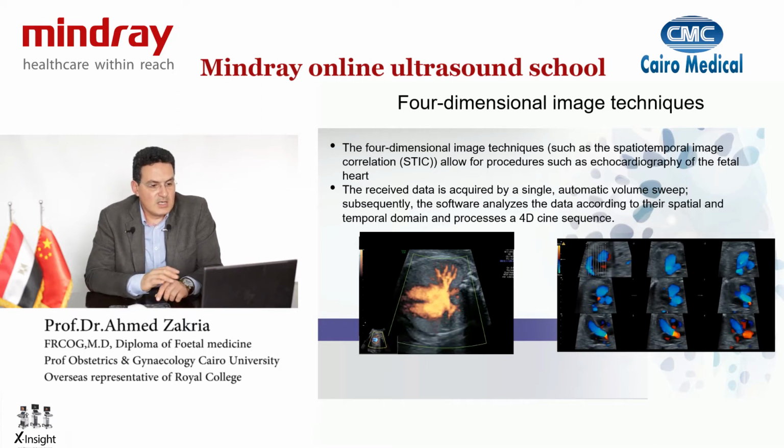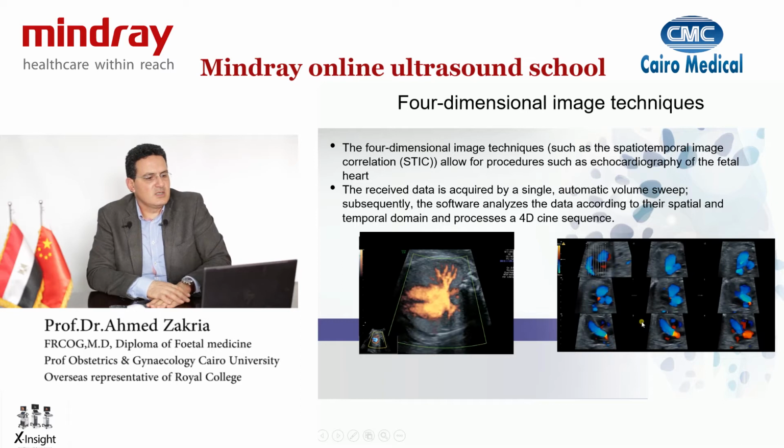Or you can take a real-time image of all the slices of the heart close together in what we call spatiotemporal image correlation, because the heart is a dynamic structure, it's pulsating and moving all the time. So you can take one cardiac cycle and then sweep across that cardiac cycle and see the different sections you see in the heart.